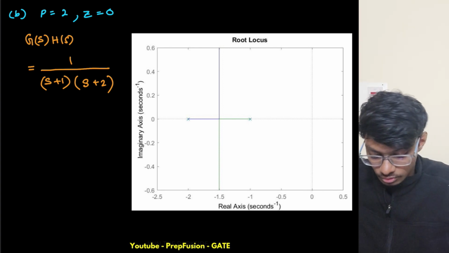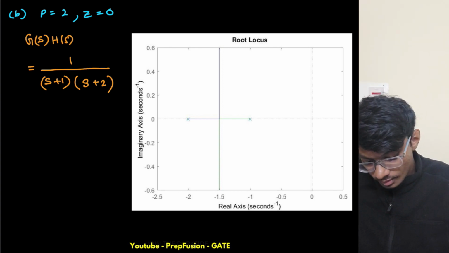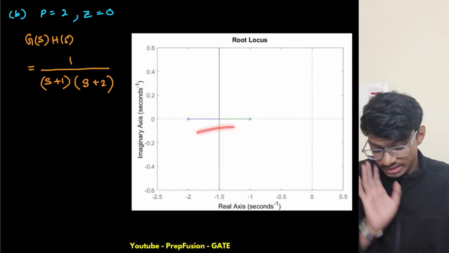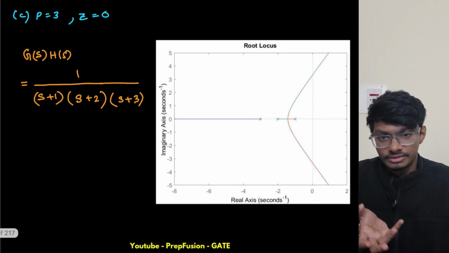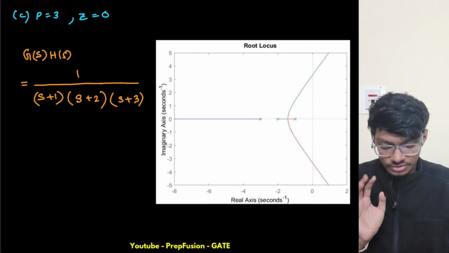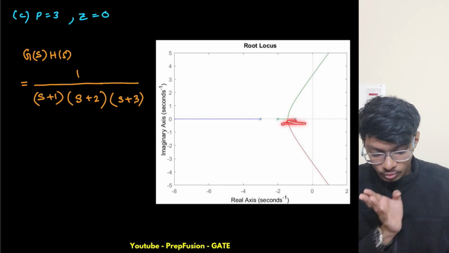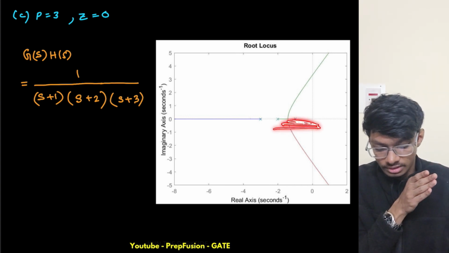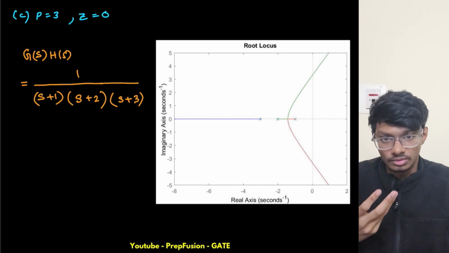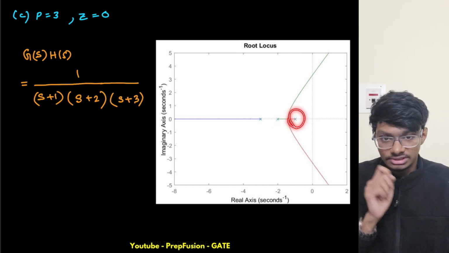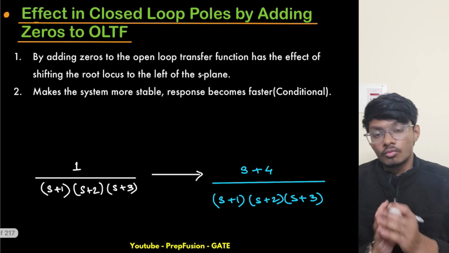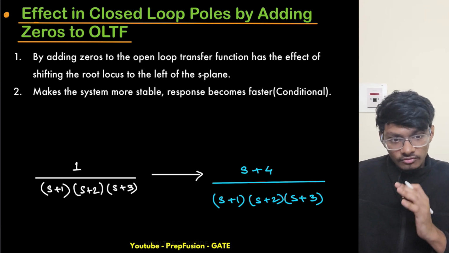So yeah, here I can see my response becomes slower. Here my response becomes further slow. You just have to understand with intuition, my response becomes further slower, because this is going more towards the right. As it goes more towards the right, my response becomes slower, because this one is the dominant one. So that was for the effect of poles, right?